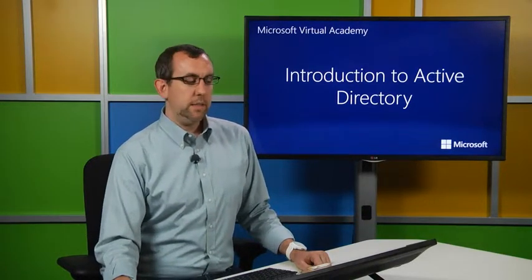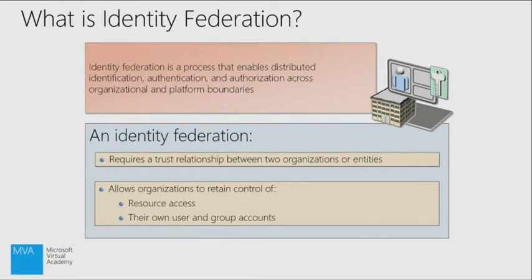Identity Federation is a process that enables identification, authentication, and authorization across organizational and platform boundaries. This is a nice advantage over Active Directory Domain Services when you want to cross that boundary. We talked about domain services as an organizational boundary. That's what it's for. It's to contain your organization's users, computers, groups, and other objects. An identity federation requires a trust relationship between two organizations or entities and allows organizations to retain control of resource access and their own user and group accounts.